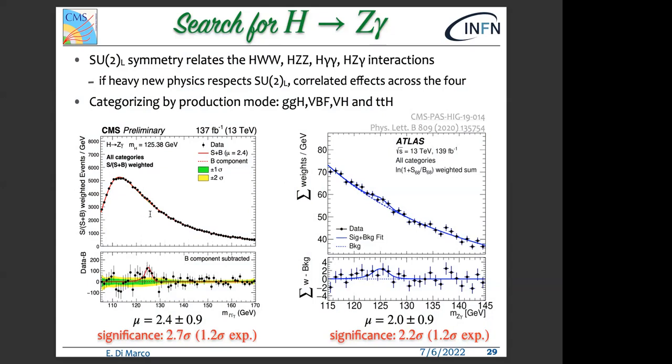So here you see the CMS plot, where you start to see a signal. We are not yet at evidence, but I grabbed the ATLAS plot here. And you see that also in their case, we are almost at the evidence level. So if you combine the two, and you expect that in Run 3 the position of the peak will not move between ATLAS and CMS, you can see that you can reach evidence of this channel, H to Z gamma, with Run 3. So it is something to look at in the near future.